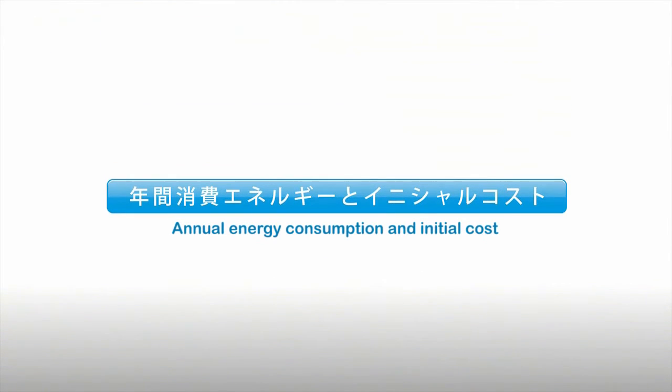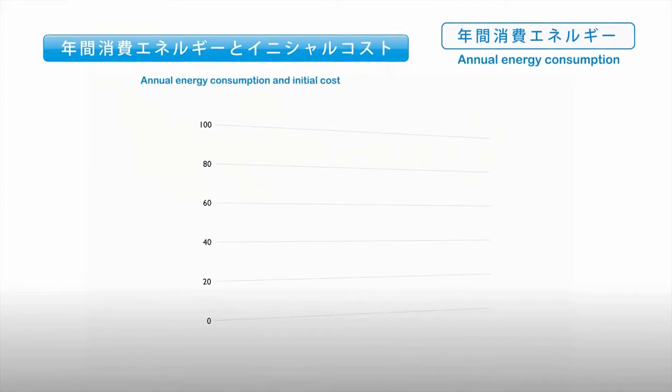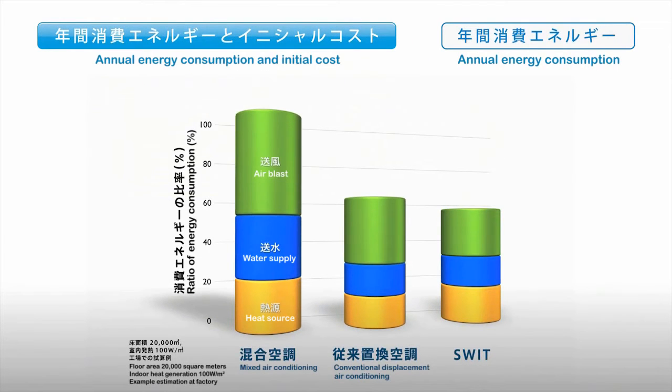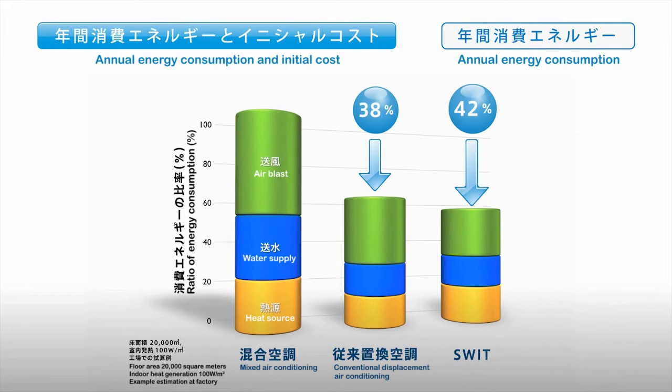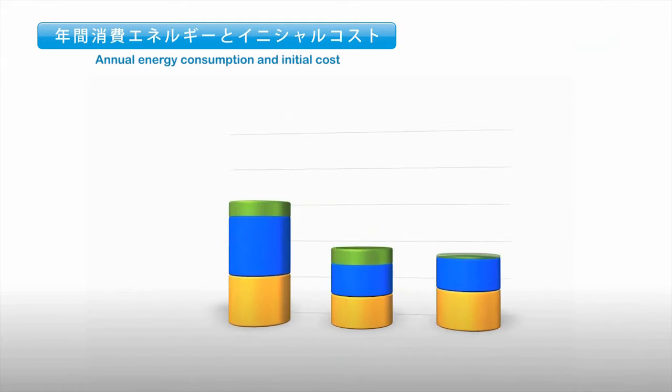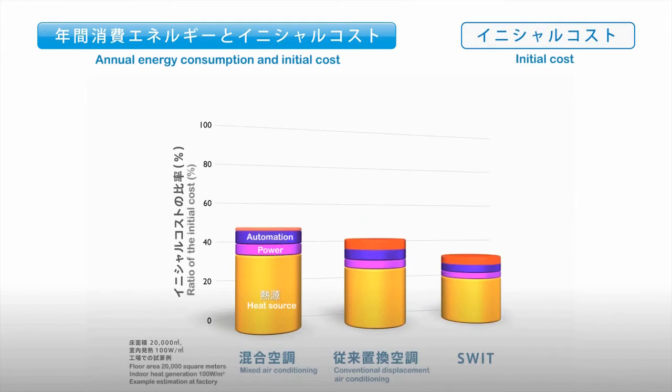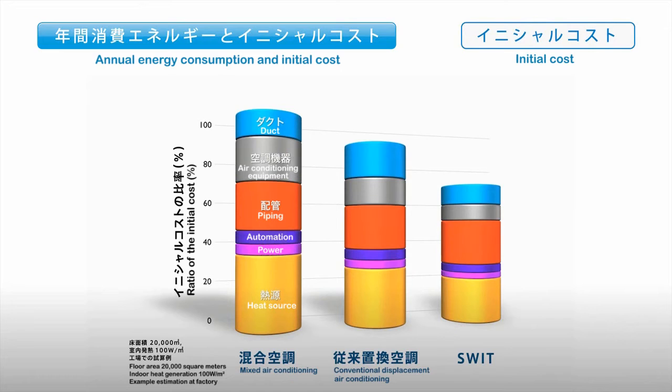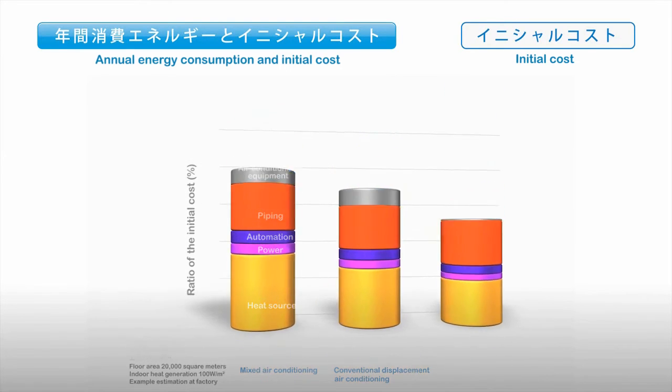Annual energy consumption and the initial cost. Compared to mixed air conditioning, Swit reduces annual energy consumption by 42% and provides higher energy-saving effects compared to conventional air conditioning. Also, the initial cost can be reduced by 30% compared to mixed air conditioning, and additional cost savings can be achieved compared to conventional air conditioning.